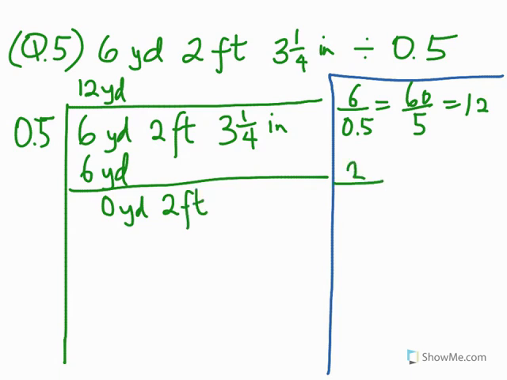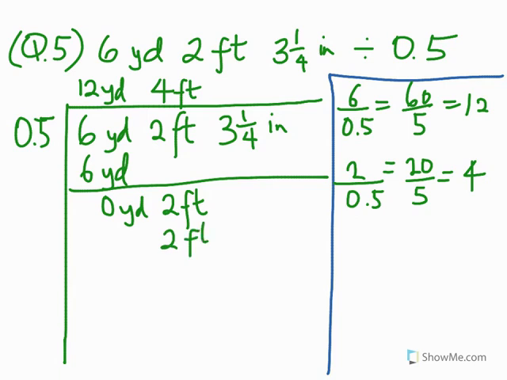Now, of course, you do 2 divided by 0.5. And this will give you 20 out of 5, 20 divided by 5, and that gives you 4. Right? So this is 4 feet. 4 feet times 0.5 is 2 feet. And this will be 0 feet. And you bring down 3 1/4 inches.